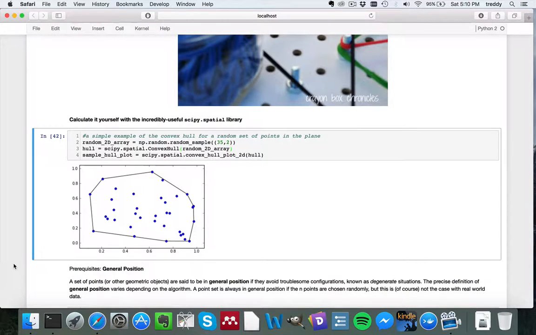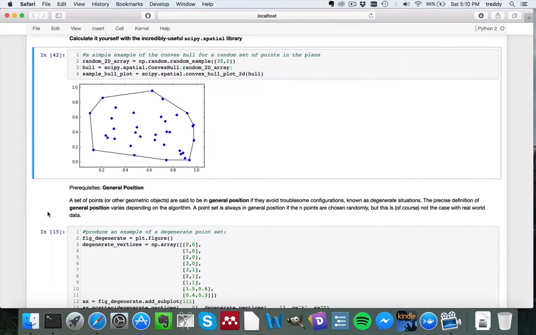Now, when you're generating a random set of data points, you're effectively always guaranteed that those points meet a certain criterion called general position. Now, in the plane, basically a set of points are said to be in general position if they avoid degenerate situations. So one obvious degenerate situation is you have multiple data points, or at least 2, that share the exact same x and y coordinates. Then you have redundant data, and how does the algorithm deal with that? The precise definition varies depending on the algorithm. So there are certain algorithms that are susceptible to certain types of degeneracies.